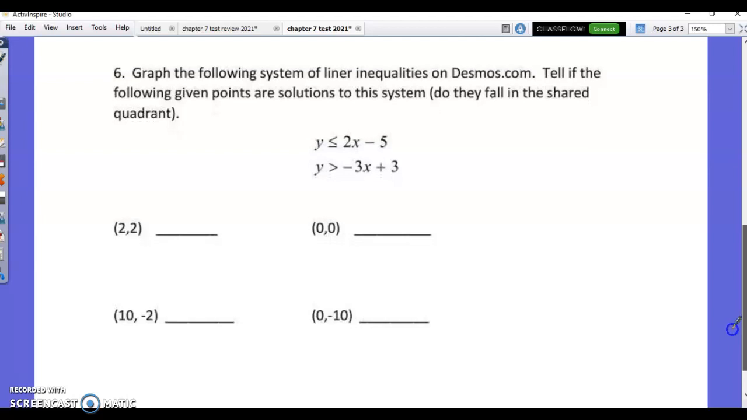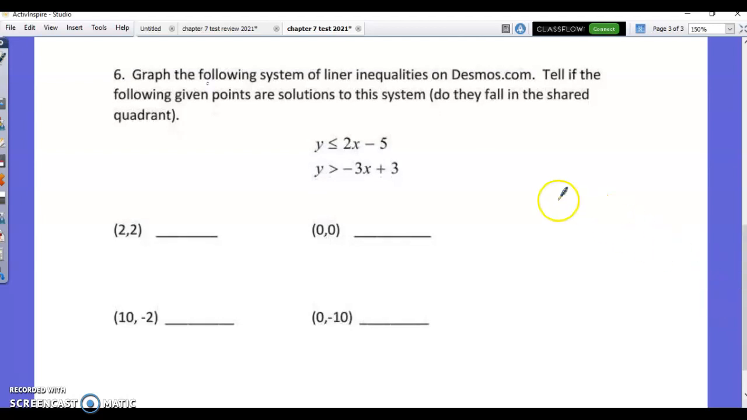Alright, so that's it for the video guided notes. For this problem, type this into Desmos, both of these on separate lines. You'll see a part where they share shading. If these points fall within that shared shaded area, then you'll write yes. If they fall outside of that shaded area, it could be in the shaded area of this one, the shaded area of that one, but not both, then you would just write no.